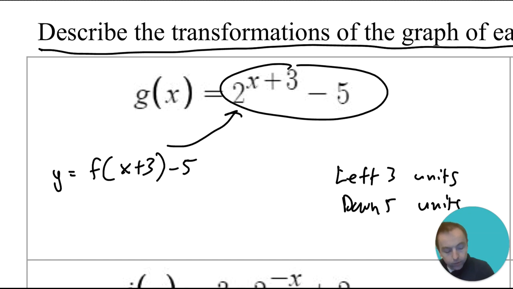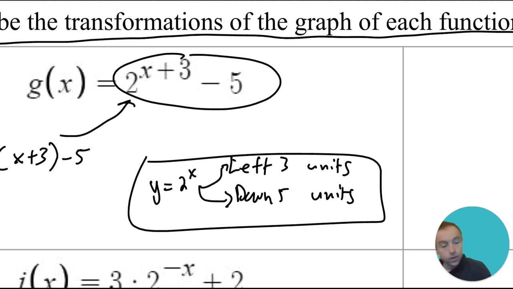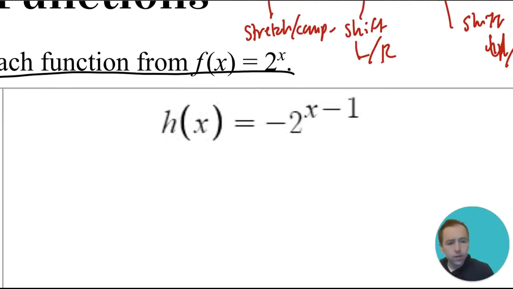So those are the only transformations that we're going to have in comparison to just 2 to the x, right? So this would be y equals 2 to the x, but then left 3 and down 5. And that would be the graph of g, right? Cool. Okay, this one has a couple things going on.